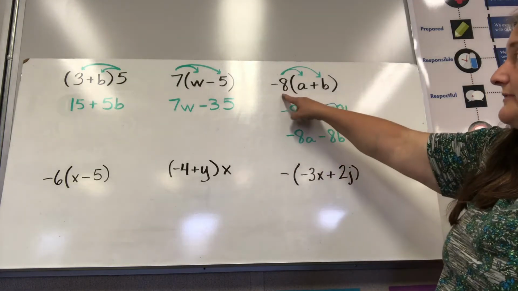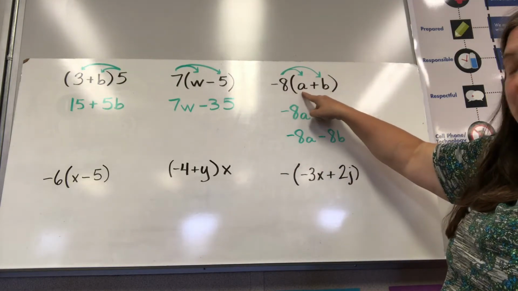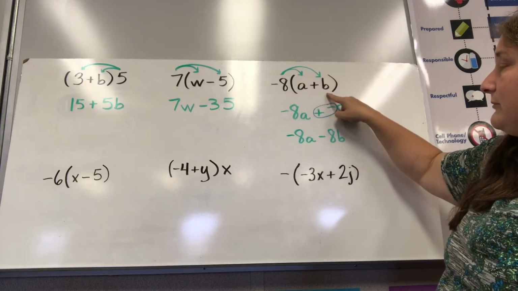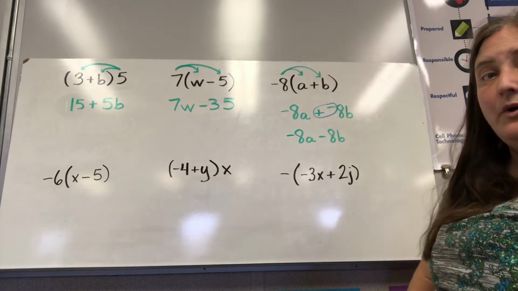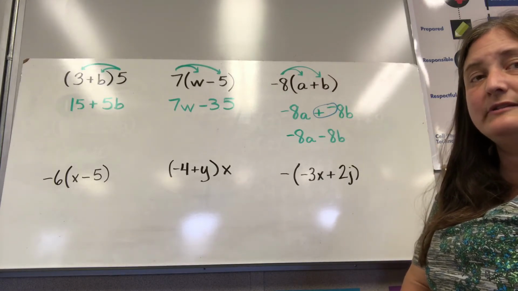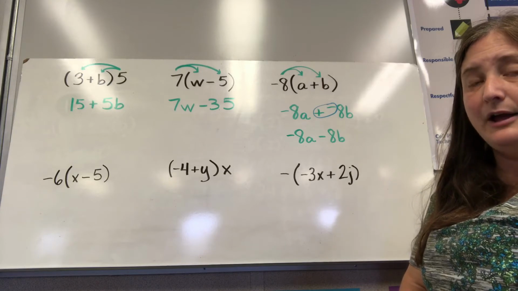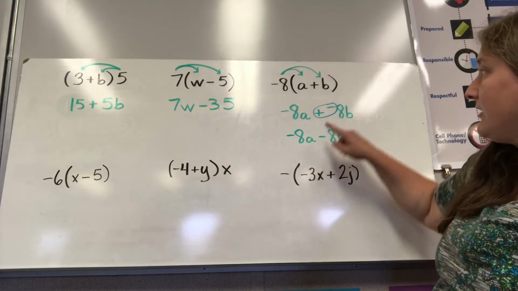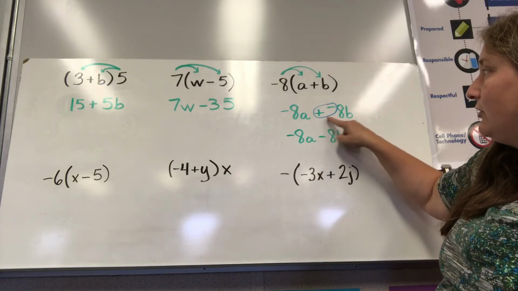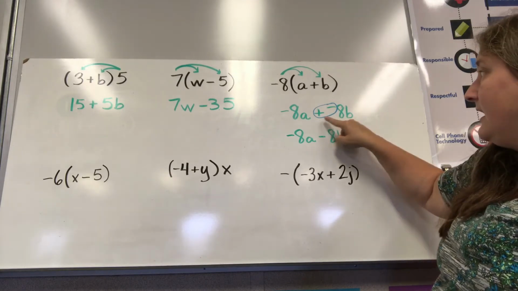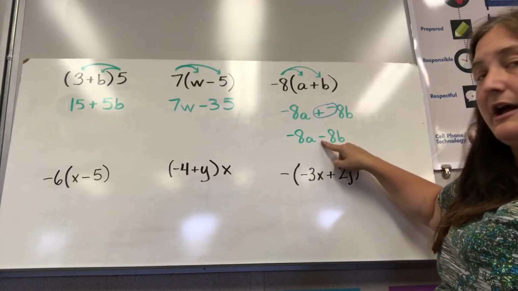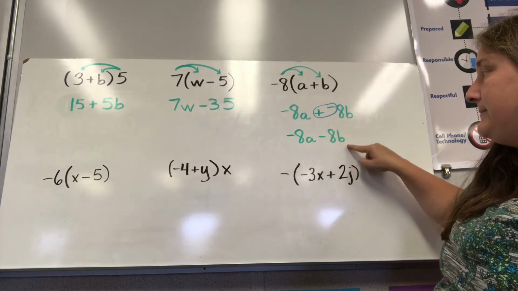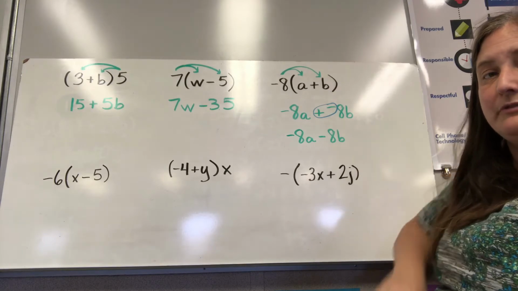Here I'm distributing my negative 8. So negative 8 times my first variable is negative 8a, plus, because this one is a sum, negative 8 times b would give me negative 8b. We're being asked to simplify these expressions, and in algebra, when we say simplify, we literally want our final answer to be as simple as possible. So here I see I've got 2 symbols in a row together. I can simplify these. Plus a negative is the same as subtracting. So I'm going to write one sign here and make this negative 8a minus 8b. This is my most simplified version of this problem.